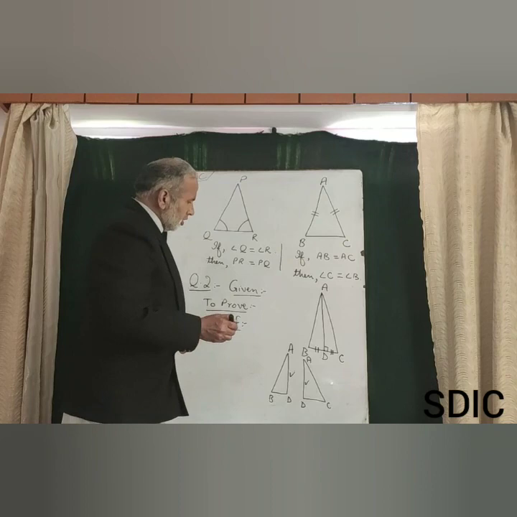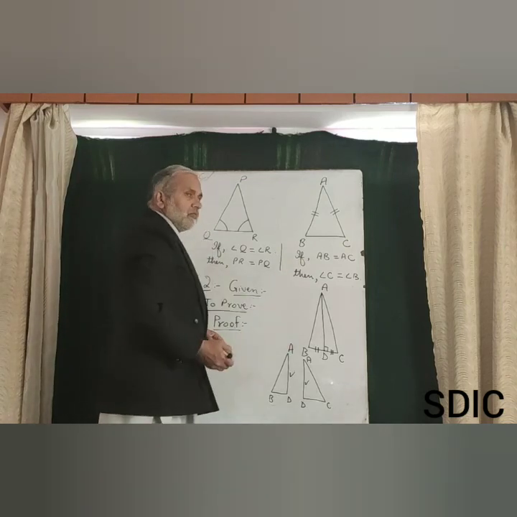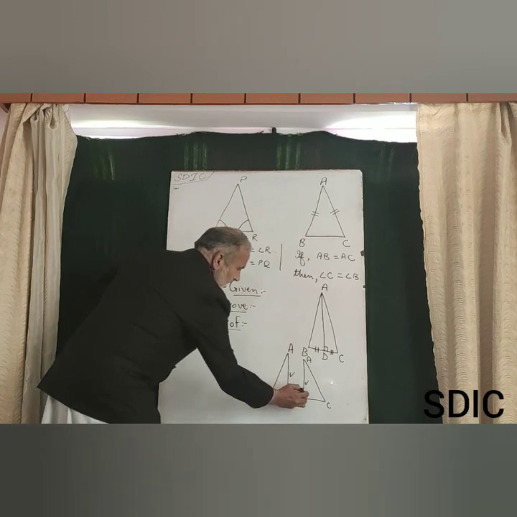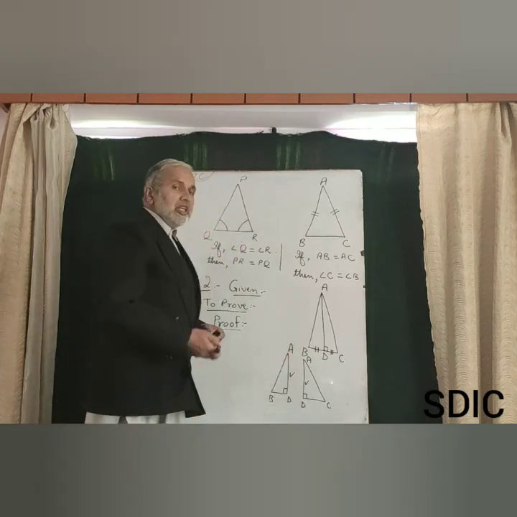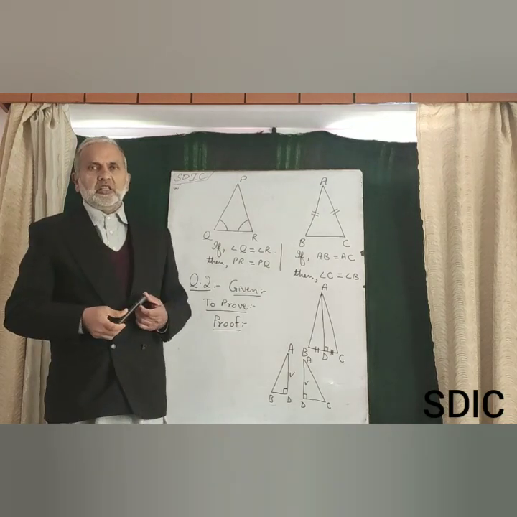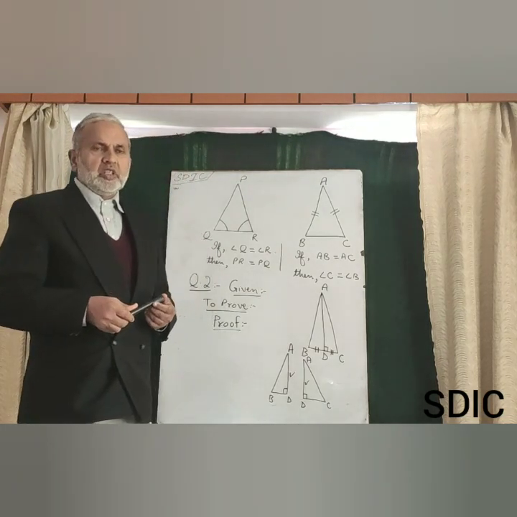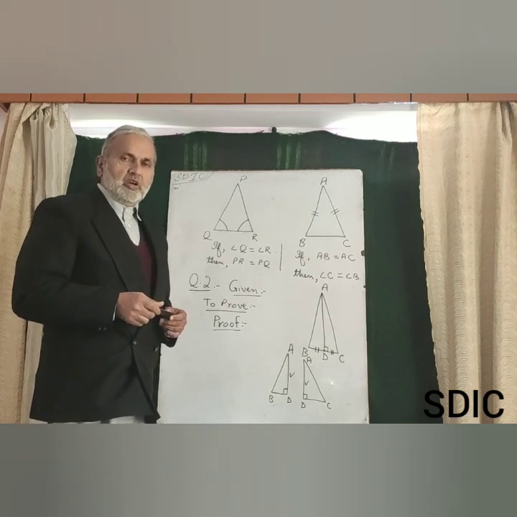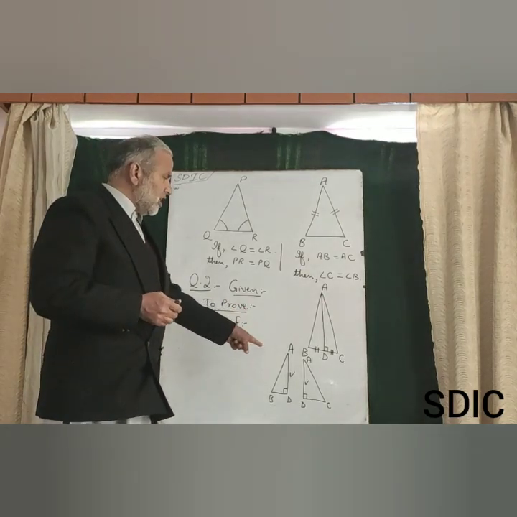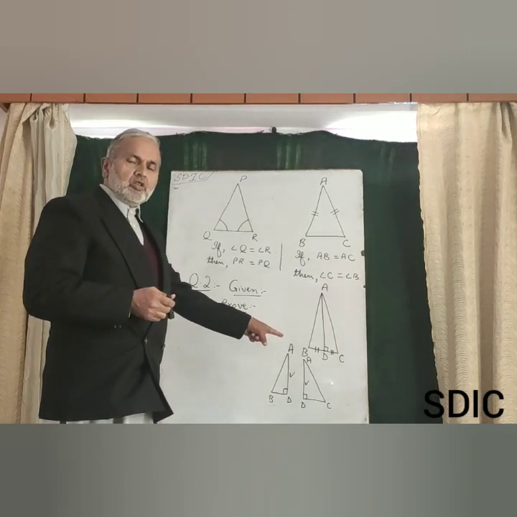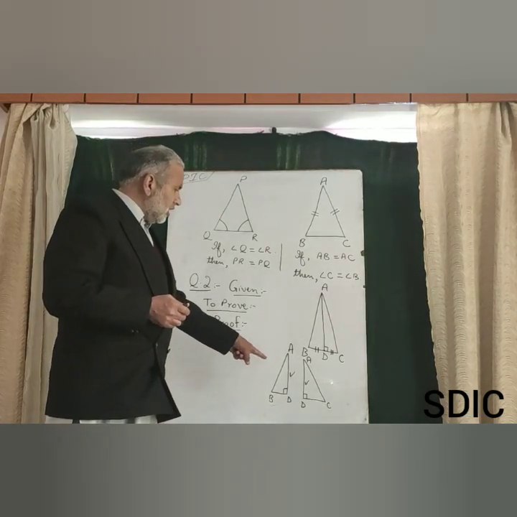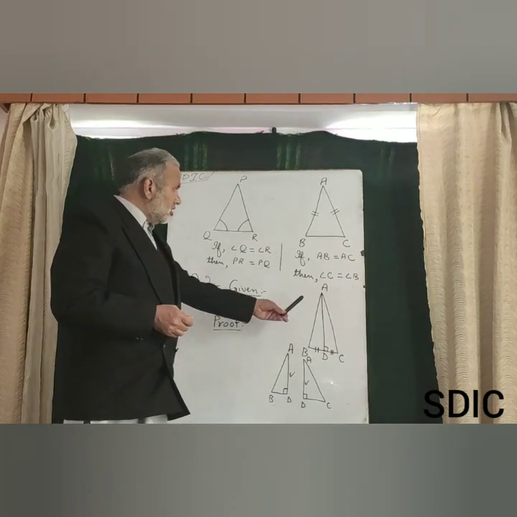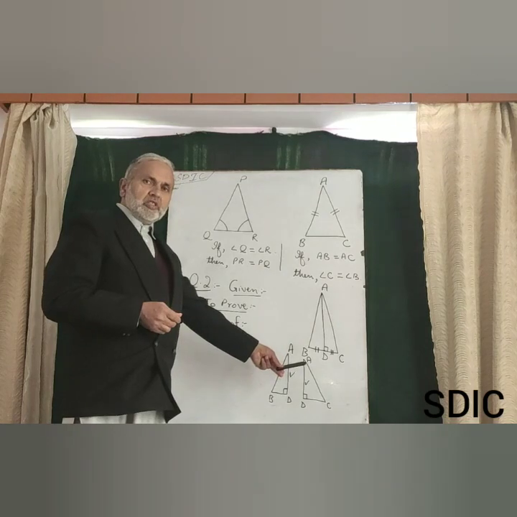We also know that AD is perpendicular to BC. Therefore, angle ADB as well as angle ADC will be 90 degrees and thus equal. This will be the second point we shall use for proving them congruent. We have the reason for it. For the first one, the reason is that they are common. AD is the common side. For angle ADB and angle ADC, the reason is that it is given to us that AD is perpendicular to BC.